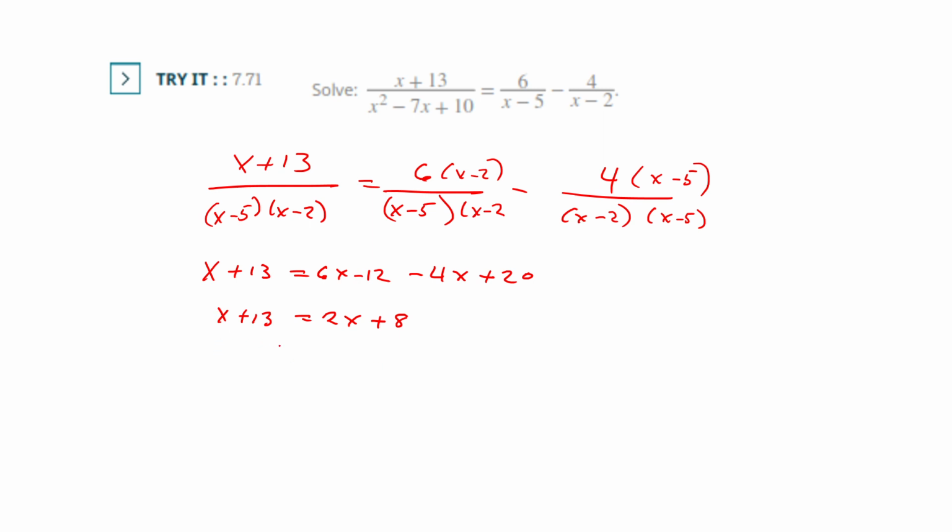Okay, I'm going to swing this x over. He's going to be a negative x over there, so I'll get 1x plus 8. Take the 8 the other way. All right, so we get x is 5. Here's the problem. That's a restricted value. That would have made this 0, so this solution is not permitted, and so we have no solution here.